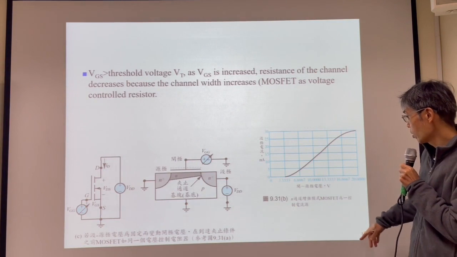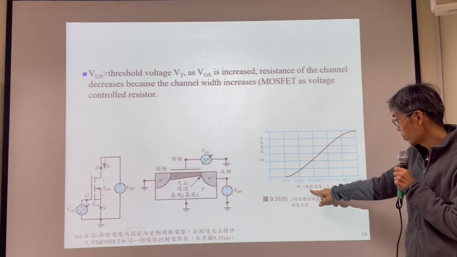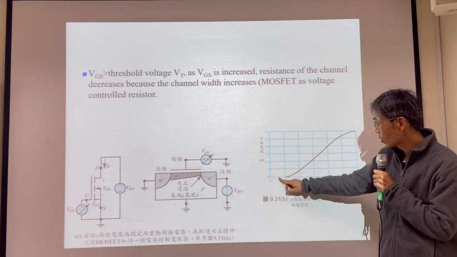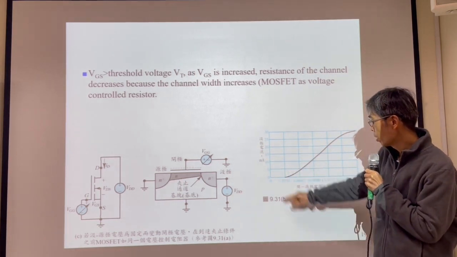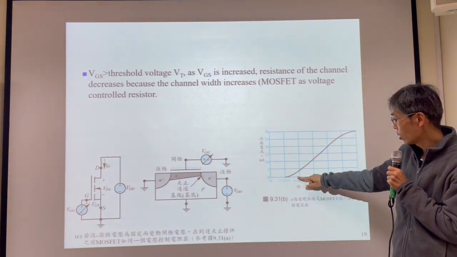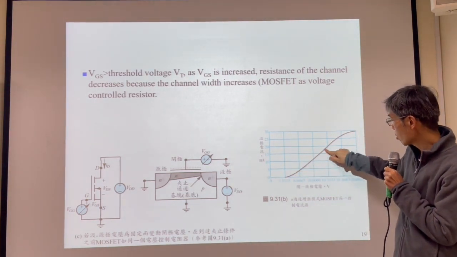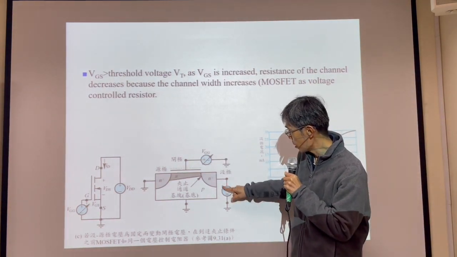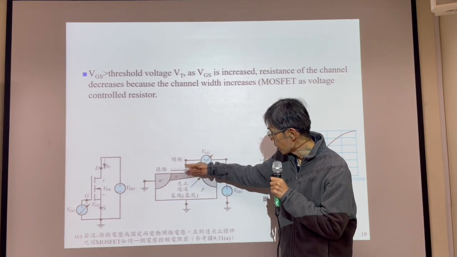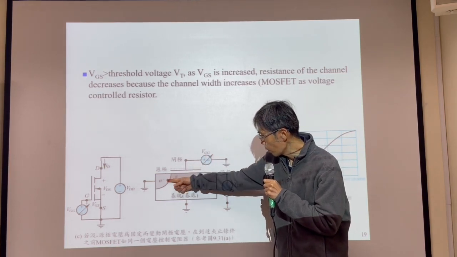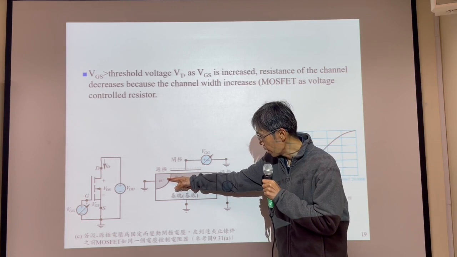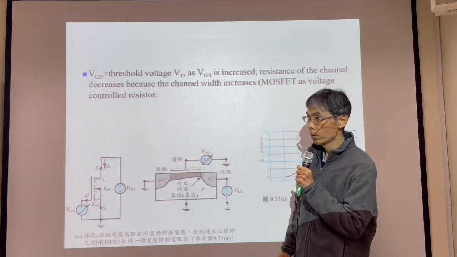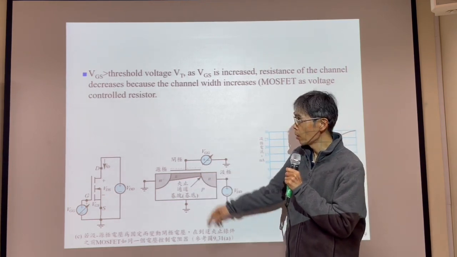Say this is the gate, this is the source. So this is the current. If we increase the gate voltage, then the current will increase too. So this is the gate, this is the drain, this is the source. If we increase the gate voltage, more electrons will go in this way. So here, do you follow this? Okay.